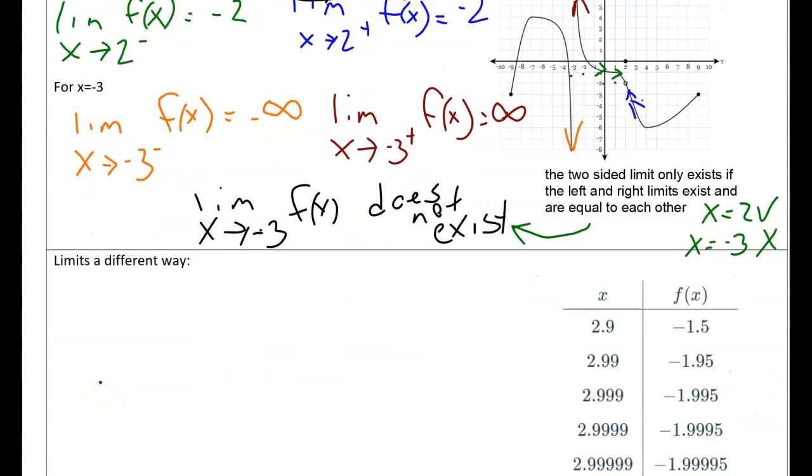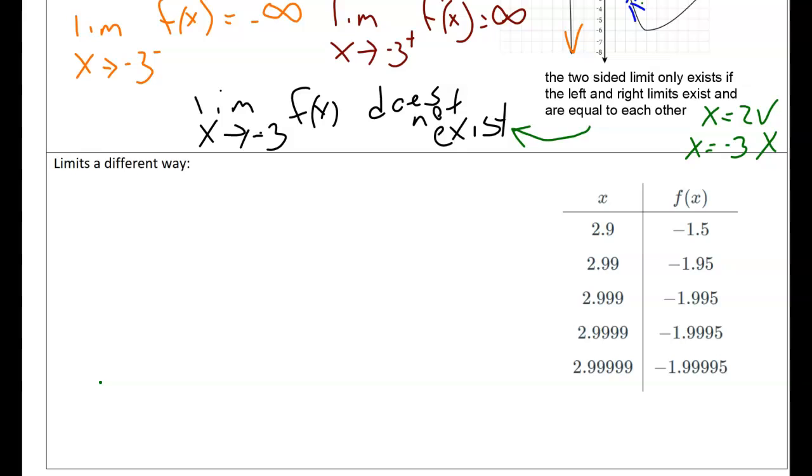Okay, one last thing here, and that's the table. And this is easy. So notice my x values get closer and closer to 3, right? Because 2.9 is pretty close to 3, but 2.99999 is very close to 3. And my y values, well, they look like they get closer to negative 2. So I can write that down, right, by saying the limit as x approaches 3 of f of x again is equal to negative 2.